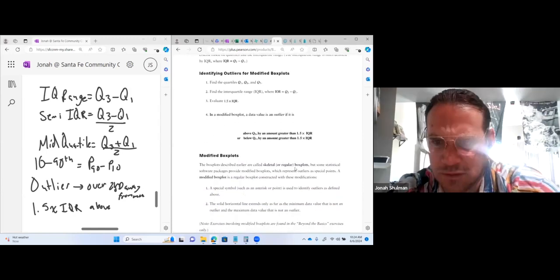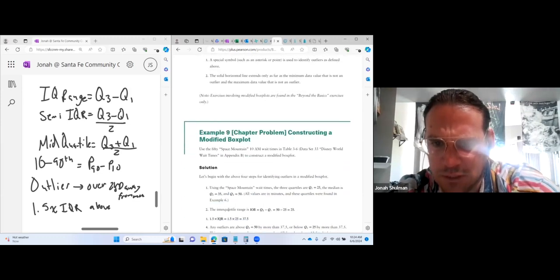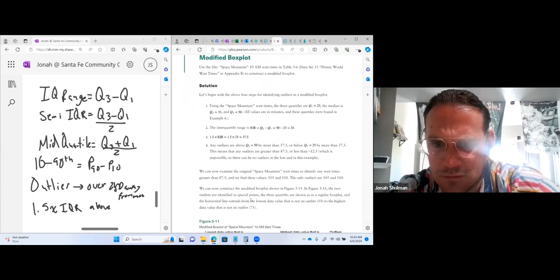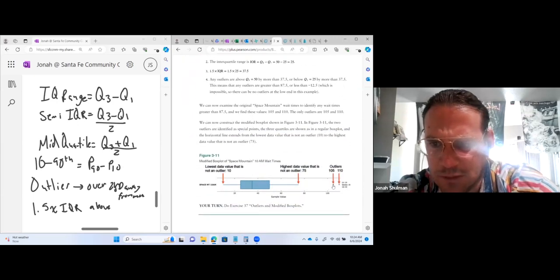Box plots are skeletal or regular box plots, but some systems provide modified box plots on special points. Nice. Okay, cool. I like it. Nice. This is how to find your outliers, and you got 2 outliers.